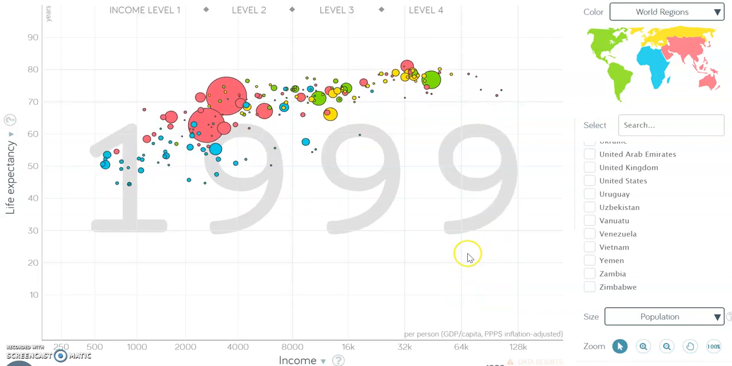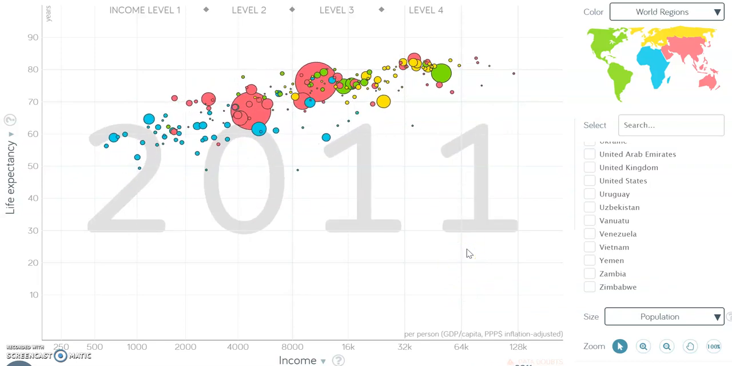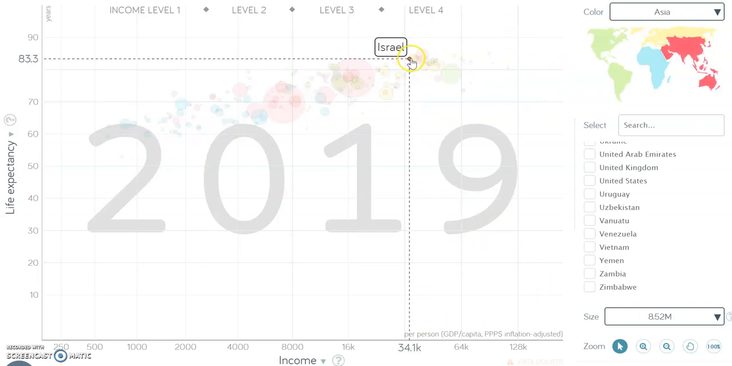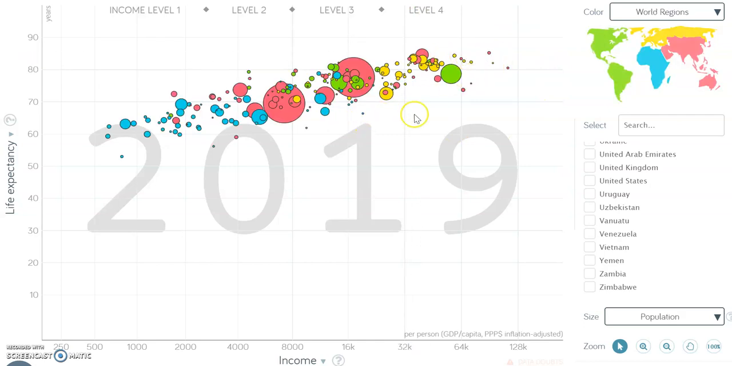Once the graph reaches the end, which is 2019, the graph shows that countries with higher GDP per capita right here have a longer life expectancy versus countries with low GDP per capita right here have shorter life expectancies.